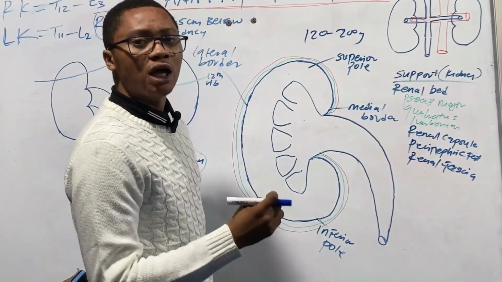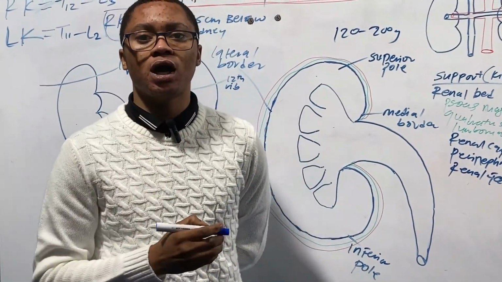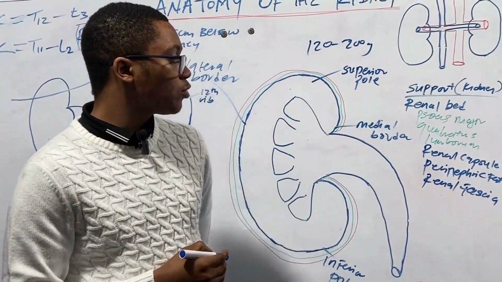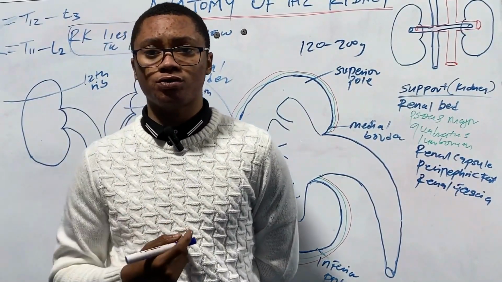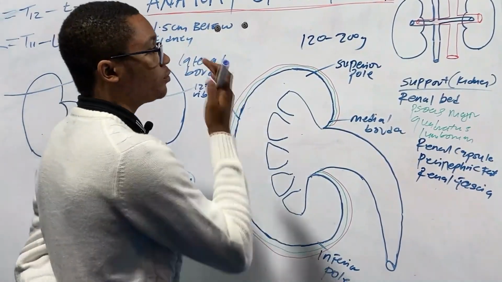There are two layers of this renal fascia. We have the pre-renal fascia and the post-renal fascia. The pre-renal fascia is also called Gerota's fascia, and the post-renal fascia, which lies posteriorly, is called Zuckerkandl's fascia.